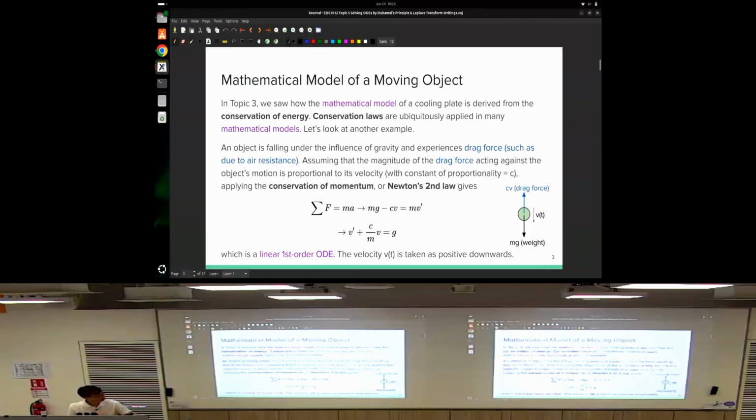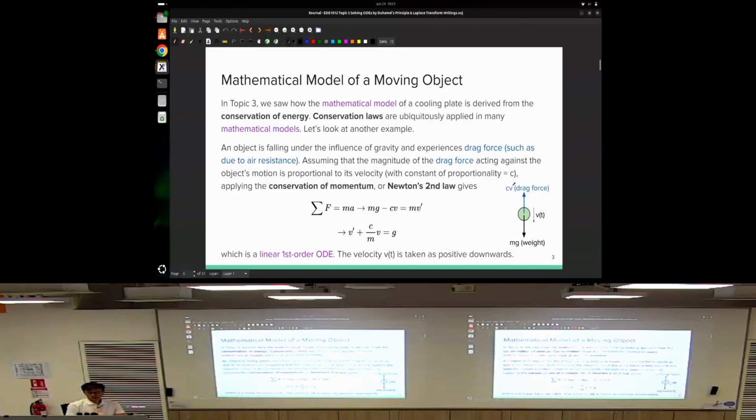Okay, so let's look at a specific example. A simple example. Let's say you have an object that is falling in the air. Because it falls in air, or any kind of so-called viscous fluid, there is a drag force imposed on the moving object. We are going to model the drag force as dependent on velocity, assumed to be a constant times velocity, meaning the drag force is proportional to velocity. This is an assumption which is fair enough under certain conditions.